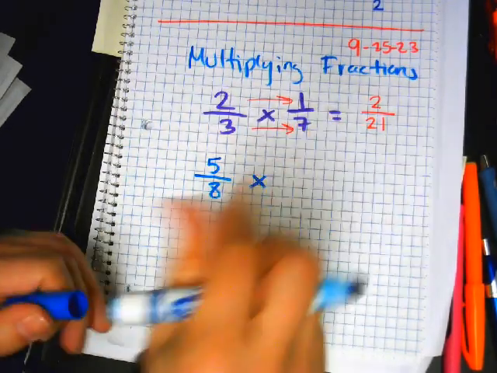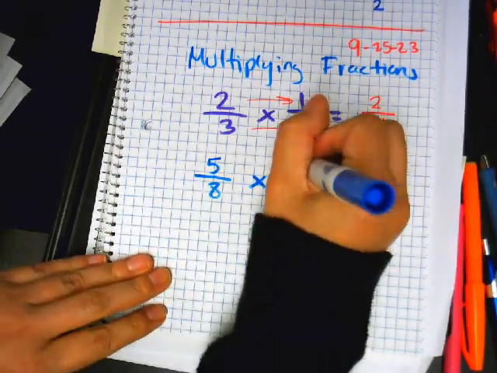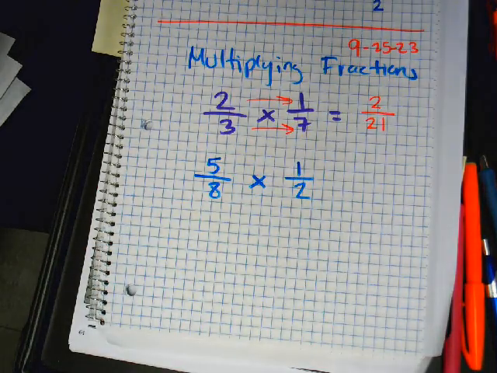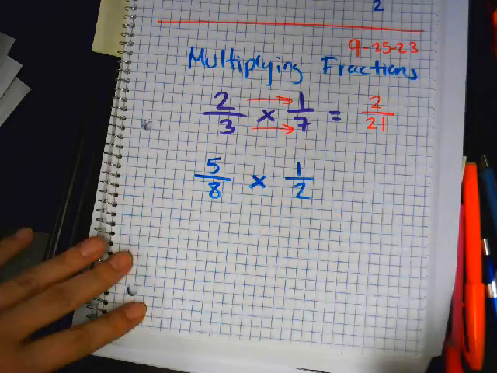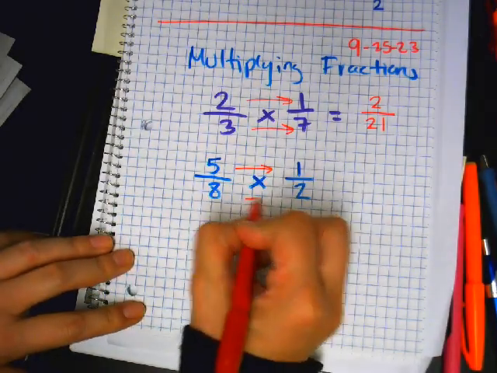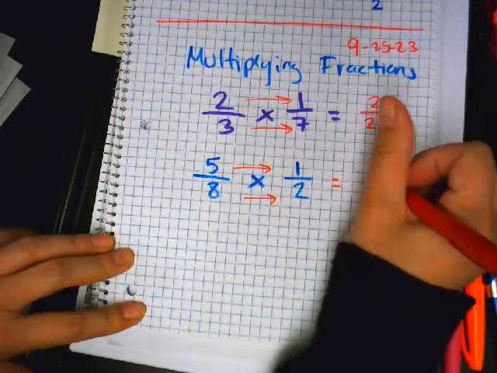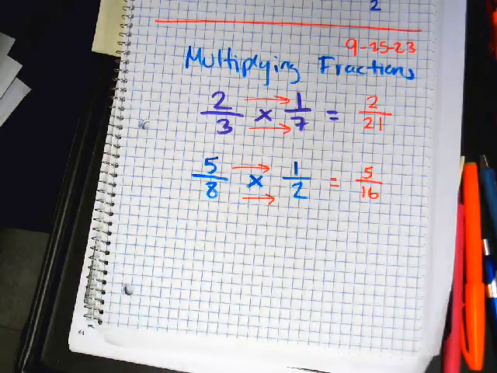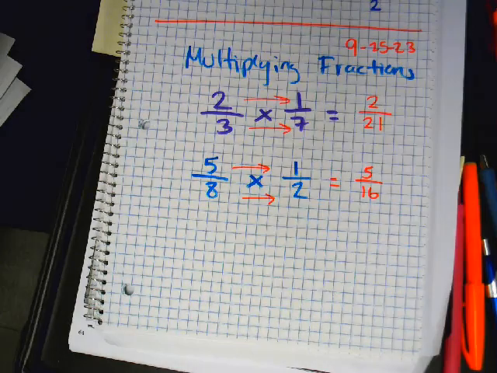5/8 times 1/2. So all we're doing is just multiplying straight across. And what do we get? 5 over 16. Wait, can you simplify that? No. Nope, we're done. So this is level 0.00001. Okay? Are we okay with this?